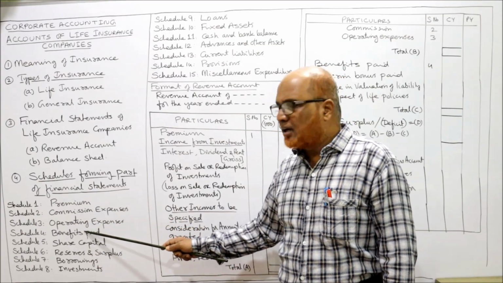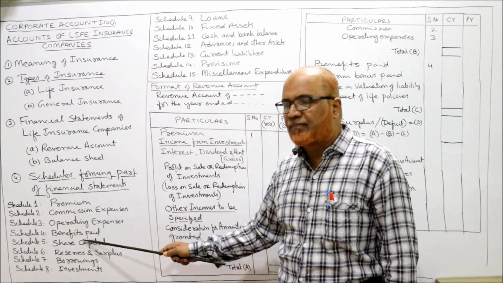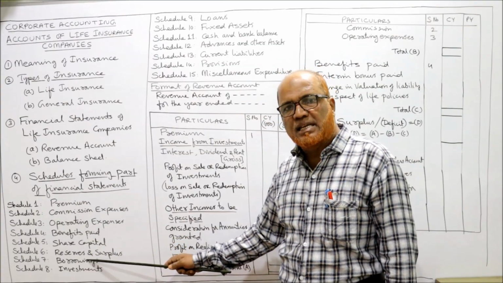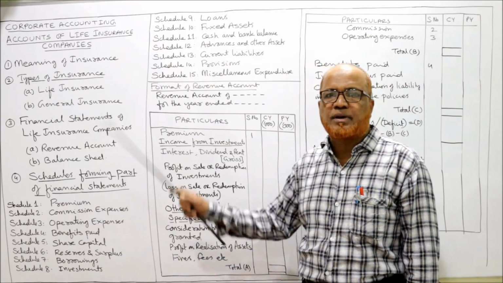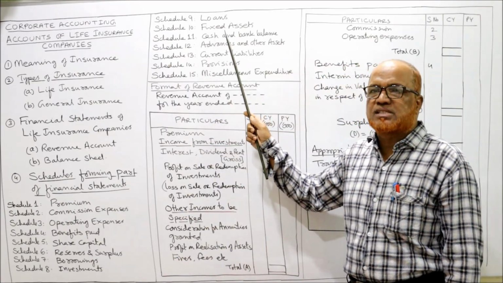Commission expenses. Third schedule, operating expense. Fourth, benefits paid. Fifth, share capital. Sixth, reserves and surplus. Seventh, borrowing. Eighth, investment. Ninth, loans. 10th, fixed assets.